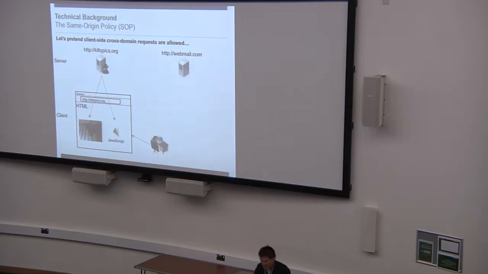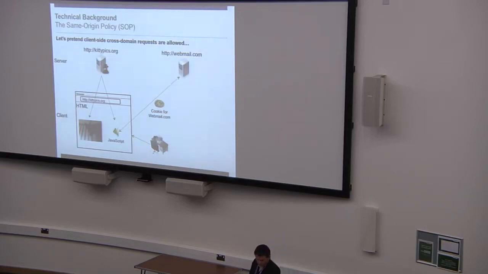This JavaScript could simply initiate a request to webmail.com. The browser would attach authentication credentials in the form of cookies, and then the response would be returned to the JavaScript, and the JavaScript could read your email and send it back to the attacker. So this is the case when we do not have the same origin policy.